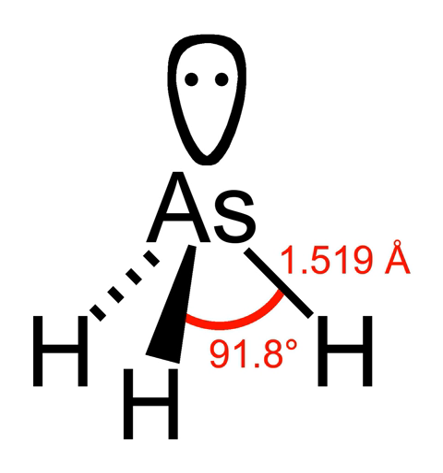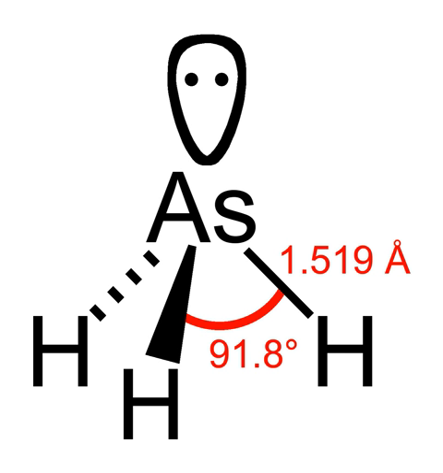Arsine, IUPAC name arsane, is an inorganic compound with the formula AsH3. This flammable, pyrophoric, and highly toxic pnictogen hydride gas is one of the simplest compounds of arsenic. Despite its lethality, it finds some applications in the semiconductor industry and for the synthesis of organoarsenic compounds.